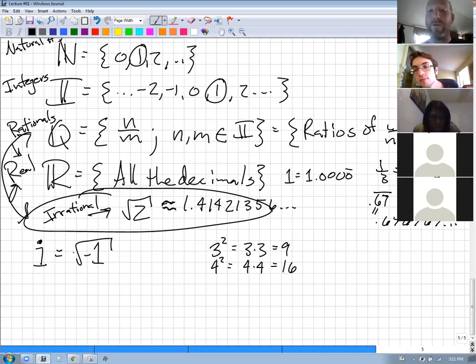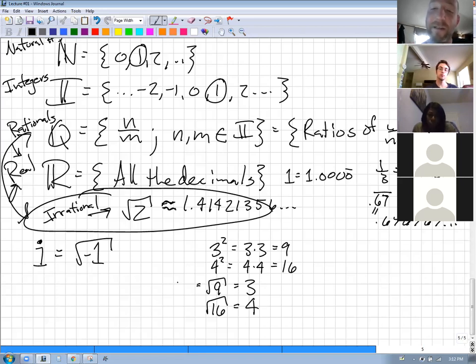The square root is the opposite of squaring. So the square root of 9 would be 3, because 3 times 3 is 9. The square root of 16 would be 4, because 4 times 4 is 16. This square root is actually an exponent. We just get tired of writing this 1/2 as an exponent, so we have this other symbol, the square root symbol. All right, we'll get into that later.